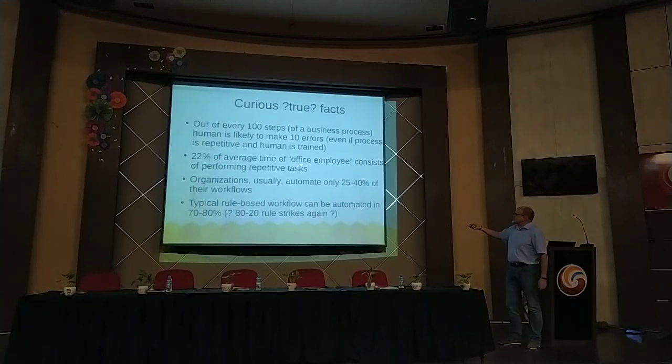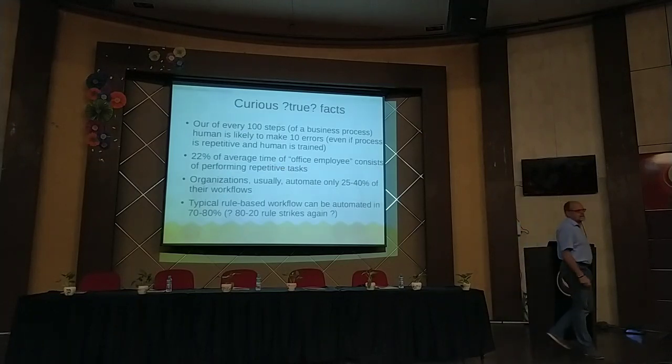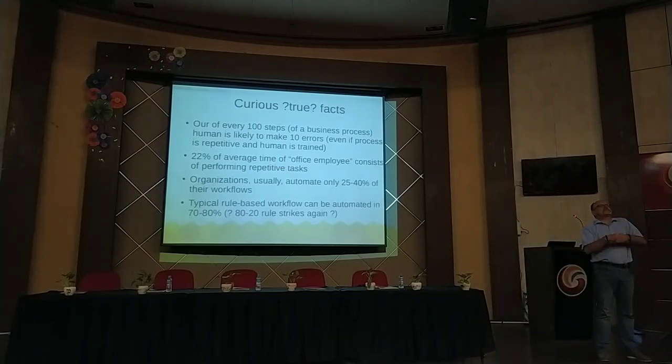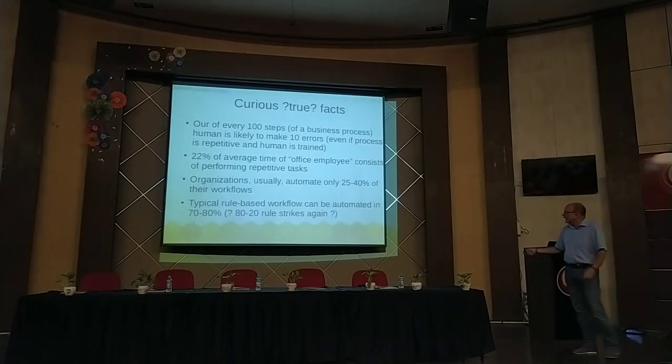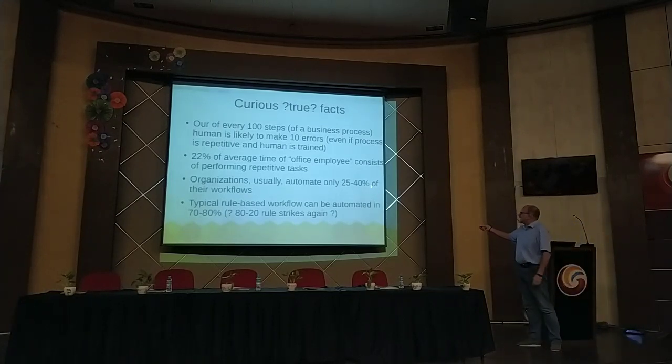22% of the average time of an office employee consists of performing repetitive tasks. Those are results, by the way, from some studies done by people in business management. If you have some faculty in the School of Management, they may find those reliable or not. But this is where we are going. Organizations usually automate only 25 to 40% of their workflows. A typical rule-based workflow can be automated 70 to 80%.